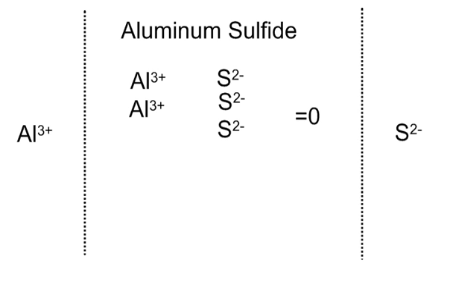In my formula, I need to show 2 aluminums and I need to show 3 sulfides. So my formula is Al2S3.